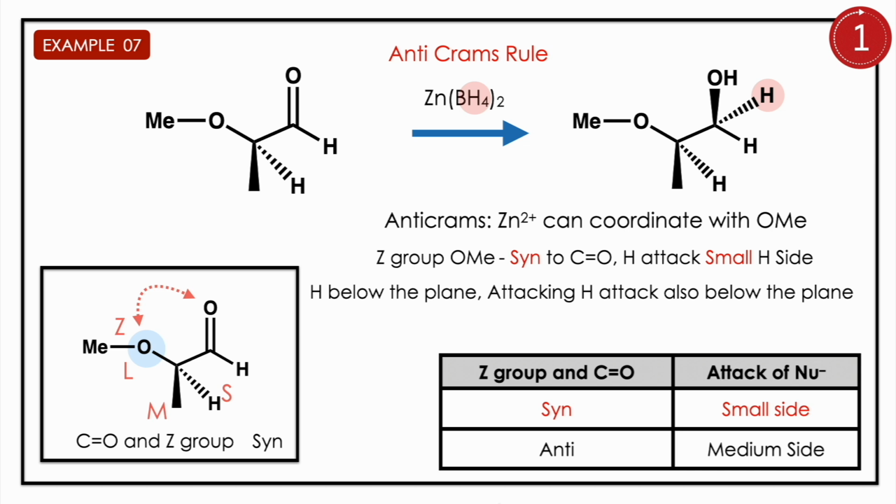So anti-Cram's rule is applied. Let us assign large, medium, small group and Z group. Here the large group and Z group are the same, the O-methyl group, medium is the methyl group, small is the hydrogen. The Z group and carbonyl are syn to each other, so attack will happen on the small side. The small side is hydrogen, which is below the plane, so the attack happens below the plane. So hydrogen attacks from below, OH comes above. That is your final product. The concept you have to learn here is to always write the starting material with proper geometry.